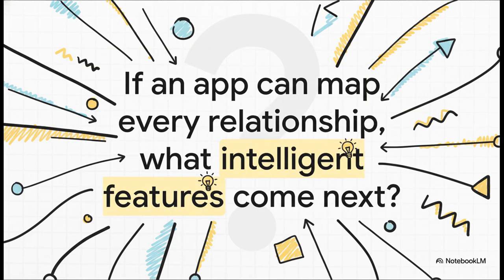And that kind of leaves us with one final fascinating thought. We've seen how this architecture can map billions of connections in real time. So if an app can truly understand this complex web of relationships between you, your friends, and everything you're interested in, what kind of genuinely intelligent features are we going to see next? It's pretty exciting to think about.